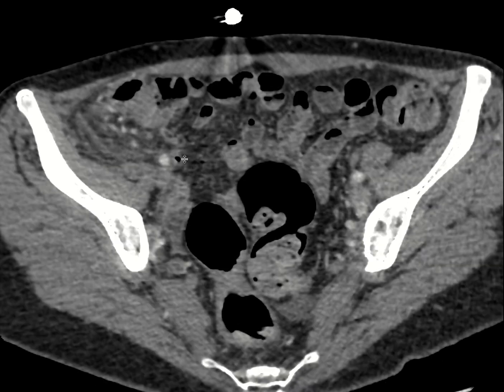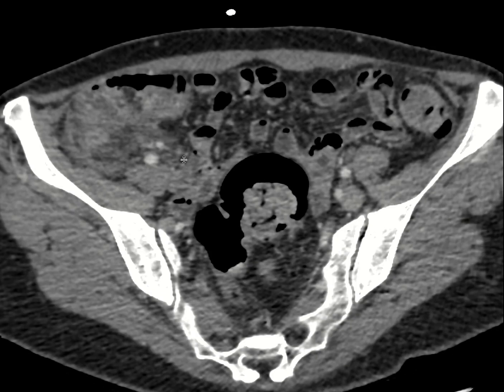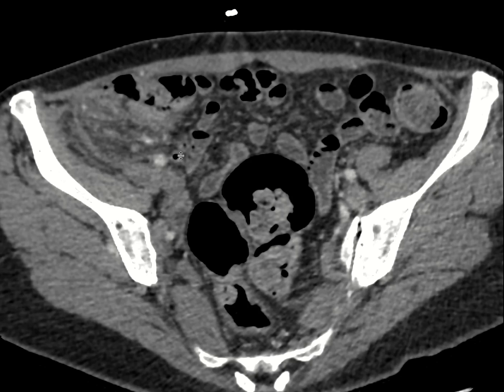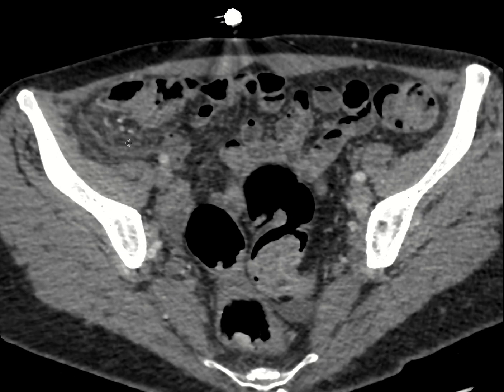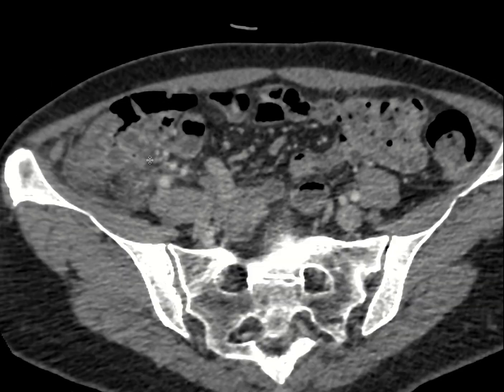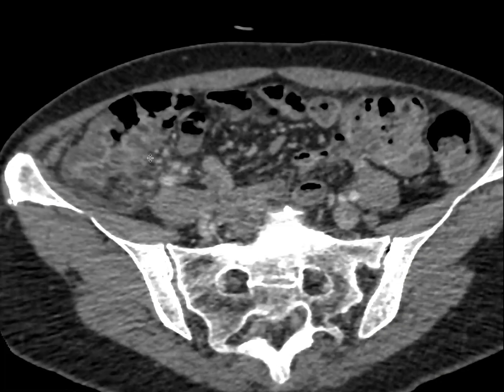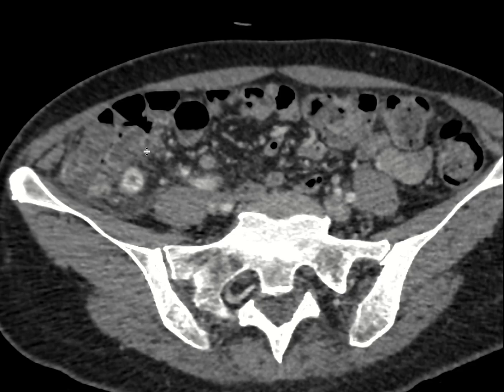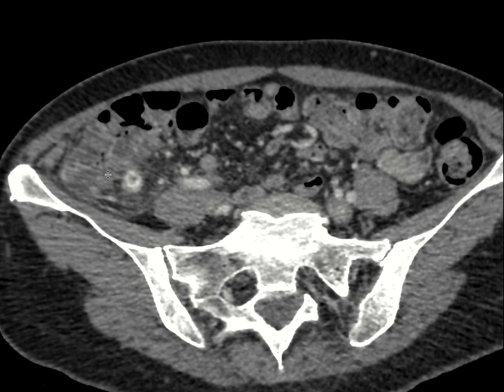This is it coming out here and turning around here, and so the appendix itself, you can see, isn't particularly thickened. It's got air in it, and it's away from the predominant area of inflammation. So this is not appendicitis. This is actually just a case of uncomplicated diverticulitis of the ascending colon. You can see the reactive thickening of the colonic wall.